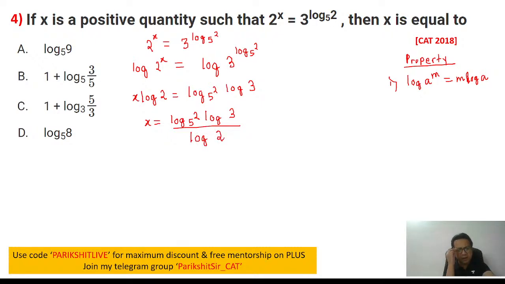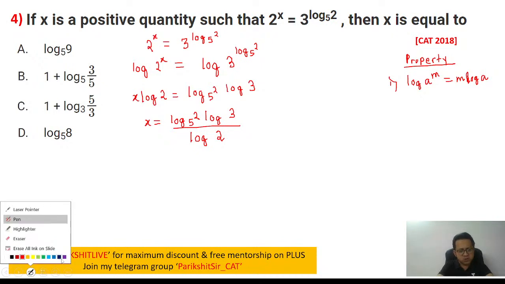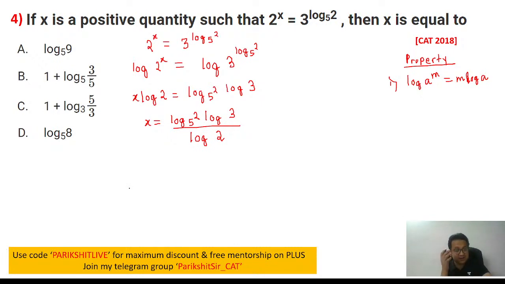Now think about it. You need to simplify this, and there is no base in two of the terms. When there is no base, you are free to assume any base. So for me, the easiest way is to assume the base 5. Why? Because if I assume base 5, I can cancel the numerator and the denominator. This goes off. So what you have is x is equal to log 3 base 5. That is x.